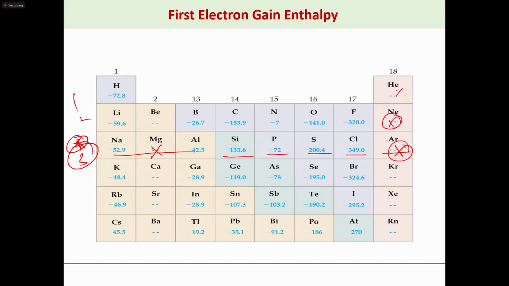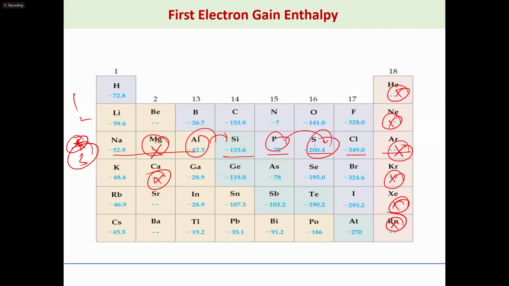This is actually a stable electronic configuration. That's why the electron gain enthalpy here equals 0, and for magnesium it is also 0. But if you compare aluminum to silicon, it increases, then for phosphorus it decreases. But from phosphorus to sulfur it increases, and sulfur to chlorine also increases. So there is a trend in the electron gain enthalpy, an increasing value, but there are some exceptions.